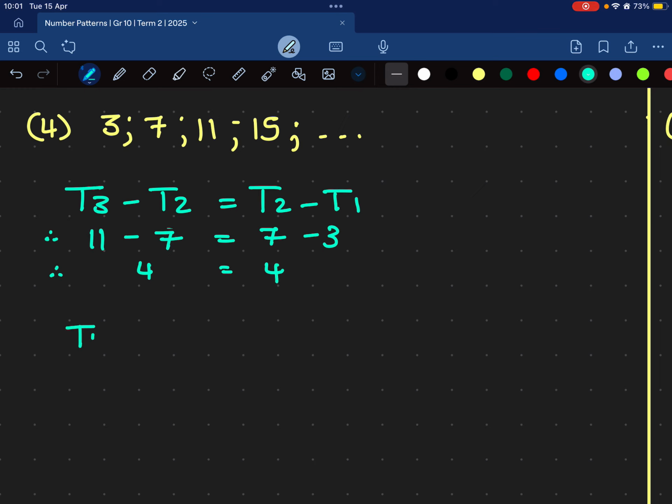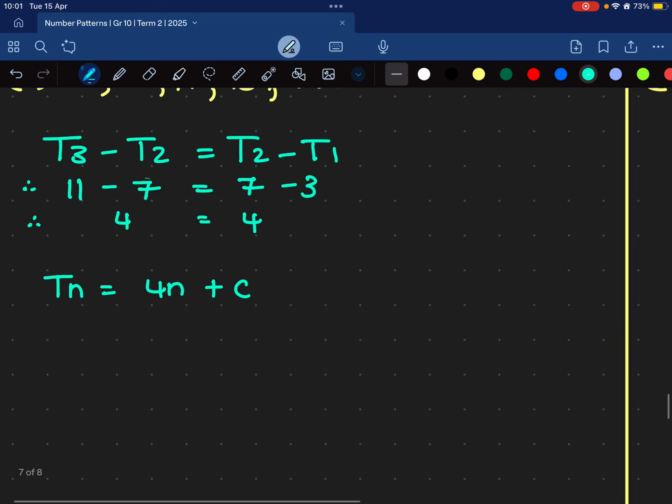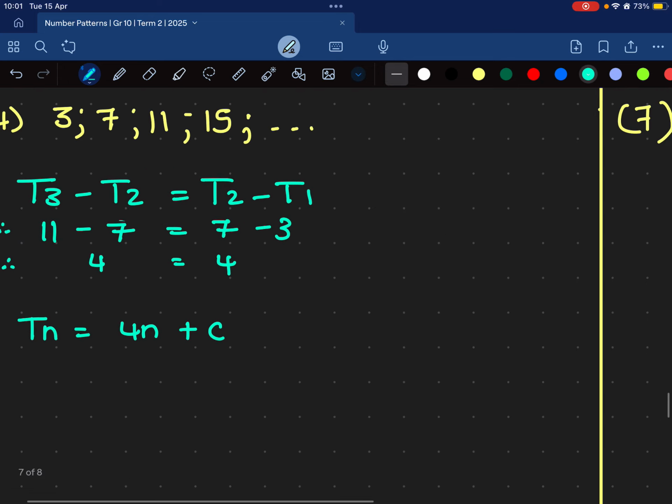So therefore you can say, well, Tn is equal to 4n plus c. Then you can say, okay, well, my c value is T1 minus d. Okay, if you use another method to find c, it's perfectly fine. I just prefer using this one because it's just a bit quicker if you can remember it.